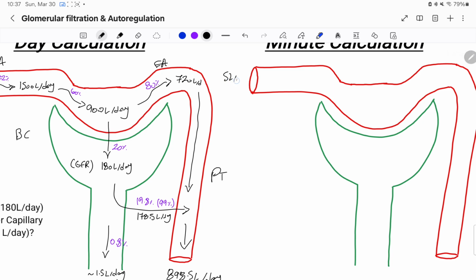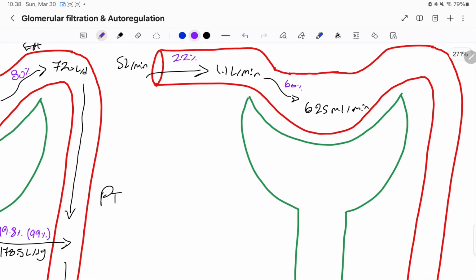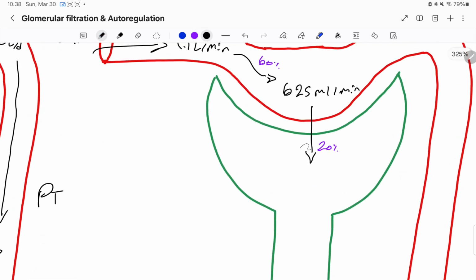We had 5 liters per minute cardiac output, right? We know the kidney is receiving 22% of blood flow, which means that's around 1.1 liters of blood per minute coming into the kidney, right? Of that, we know that 60% is plasma, which means about 625 milliliters per minute of plasma is making it into the glomerulus. Now, of that, we know 20%, that's the key, 20% is getting filtered, right? And that will mean that we have 125 milliliters of plasma per minute being filtered into the Bowman space. This is your glomerular filtration rate in milliliters per minute.